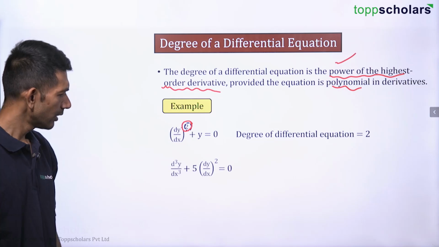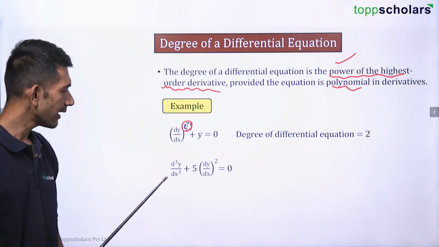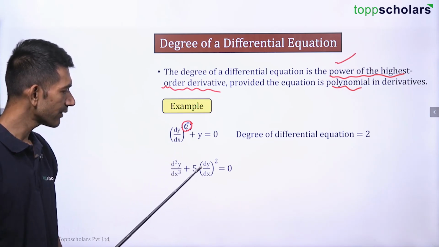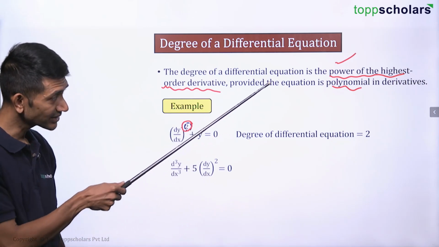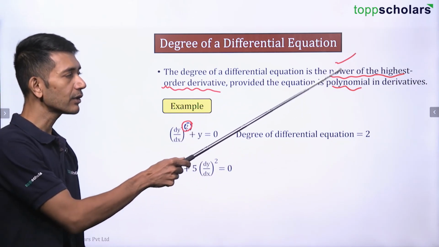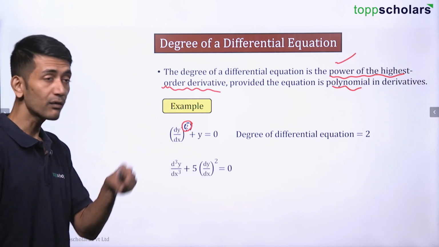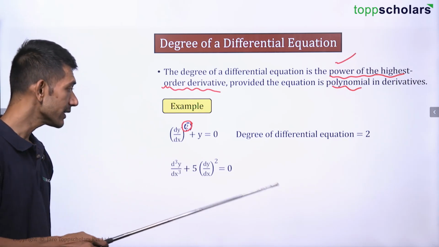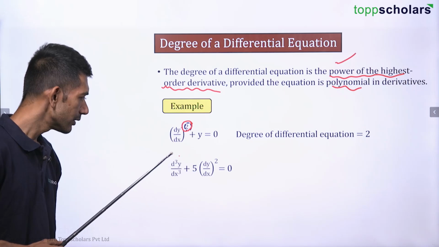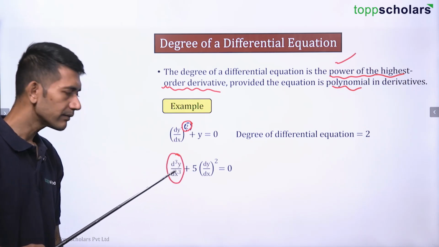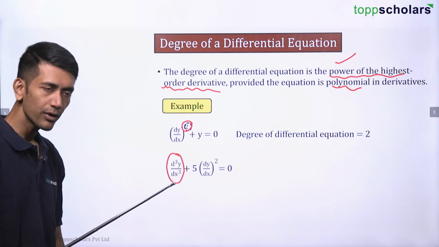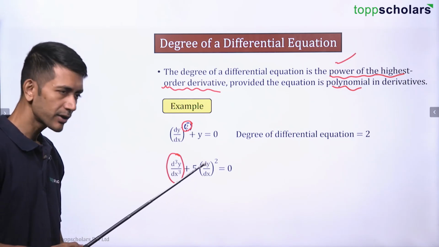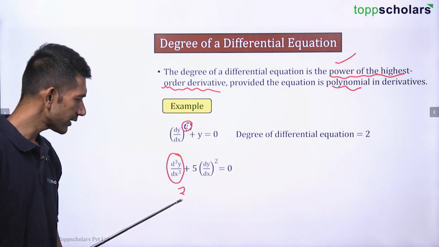Simple. Now observe. Here we have d3y by dx cube. Here we have dy by dx. Now understand the statement first. Power of whom? Power of highest order. So power of highest order. So here we have the order 3. So can I say the order is 3? Here the order is 1. So definitely the order is 3.